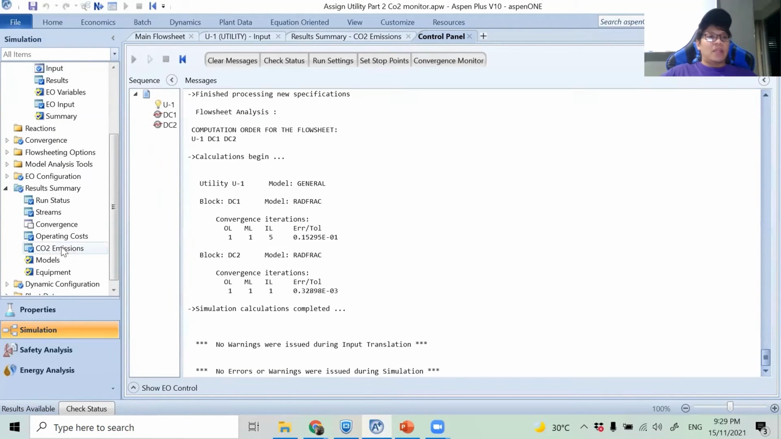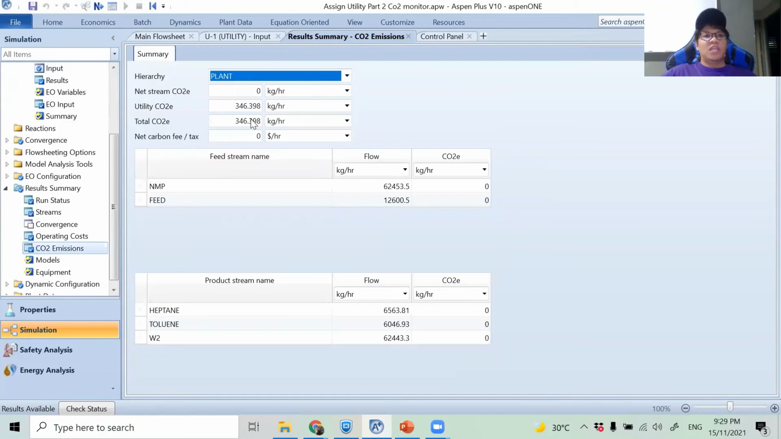And I can go back and check for CO2 emission, and then you will see, if you remember previously, you got 3464, which is 3,464. And in this case, after carbon capture technology, you will get around 346 kilogram of CO2 emission. Okay, that's pretty much it when it comes to utility CO2.